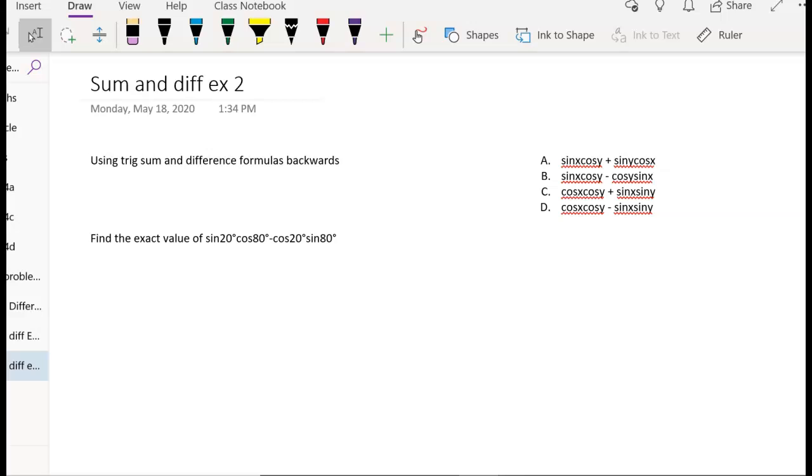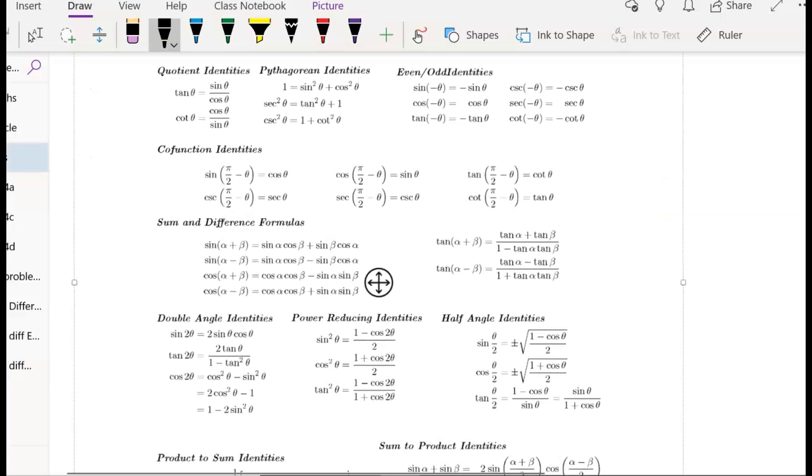Okay, so this is sine, cosine, minus cosine, sine. So first of all, it's a minus, so it's got to be this one or this one. And sine, cosine, minus cosine, sine, it's going to be this one. So that corresponds with the identity sine, cosine, minus cosine, sine right here. So that's going to be the sine of alpha minus beta.